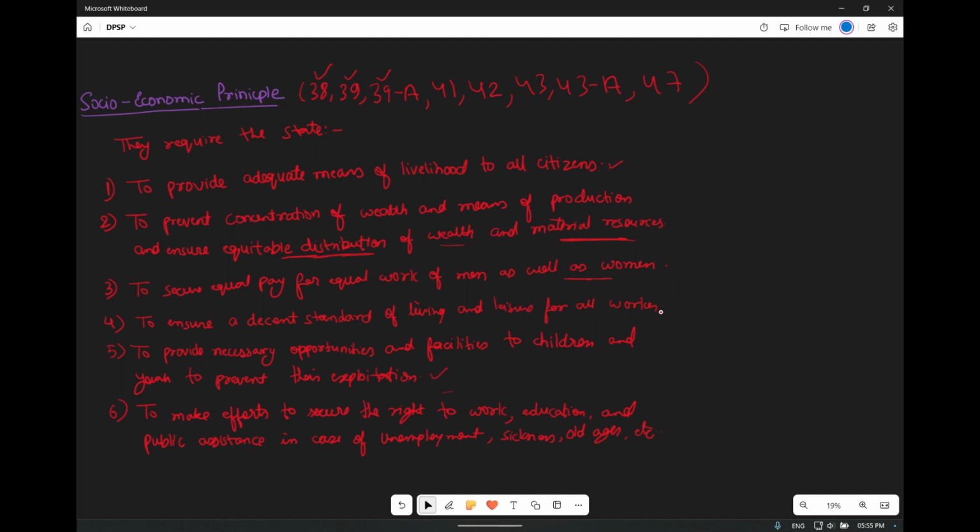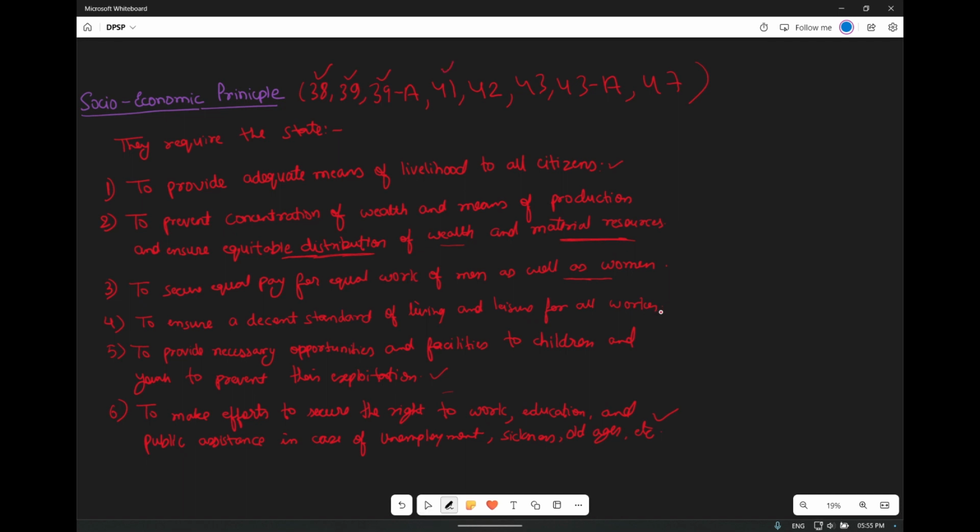Now 41 tells about the right to work, to education and to public assistance in certain cases. Yes, we have already discussed in the 6th point the effort to secure the right to work, education and public assistance in case of unemployment, sickness, old age, etc. So yes, 41 is also covered.